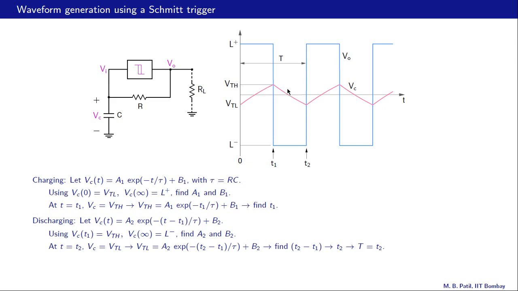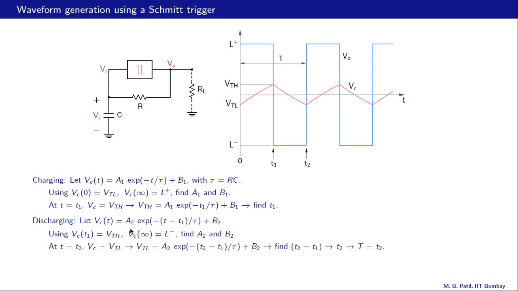And let us now describe this part of the transient with this equation here. VC(t) equal to A2 e raised to minus (t minus T1) by tau plus B2, and this amounts to taking this T1 as the reference or the origin, and that turns out to be convenient.